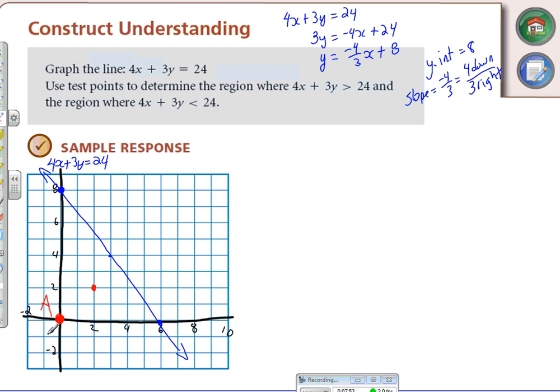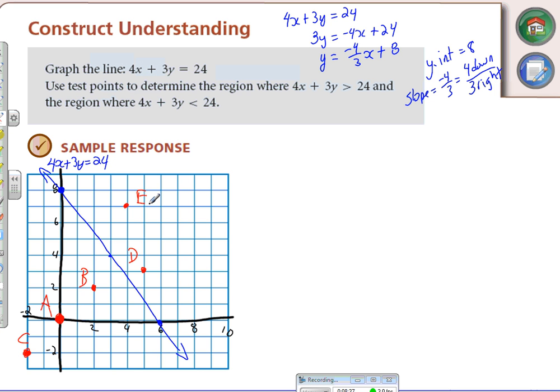Let's call this one here negative 2 and negative 2, and I don't know, negative 2. Let's try that one. Let's take 5 and 3. A, B, C, D. Let's take one more. Let's take 4 and 7. Let's call that one E.